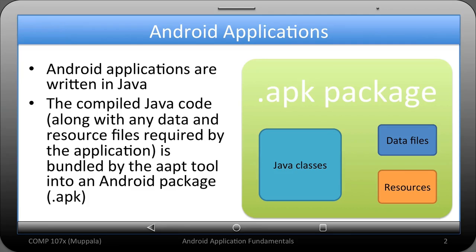What does the APK package actually contain? It contains the compiled Java classes, which are prepared from the Java code that you write, together with resources and other data files that you supply for your Android application. We'll examine the remaining two, the resources and data files, later on as we go through the course.